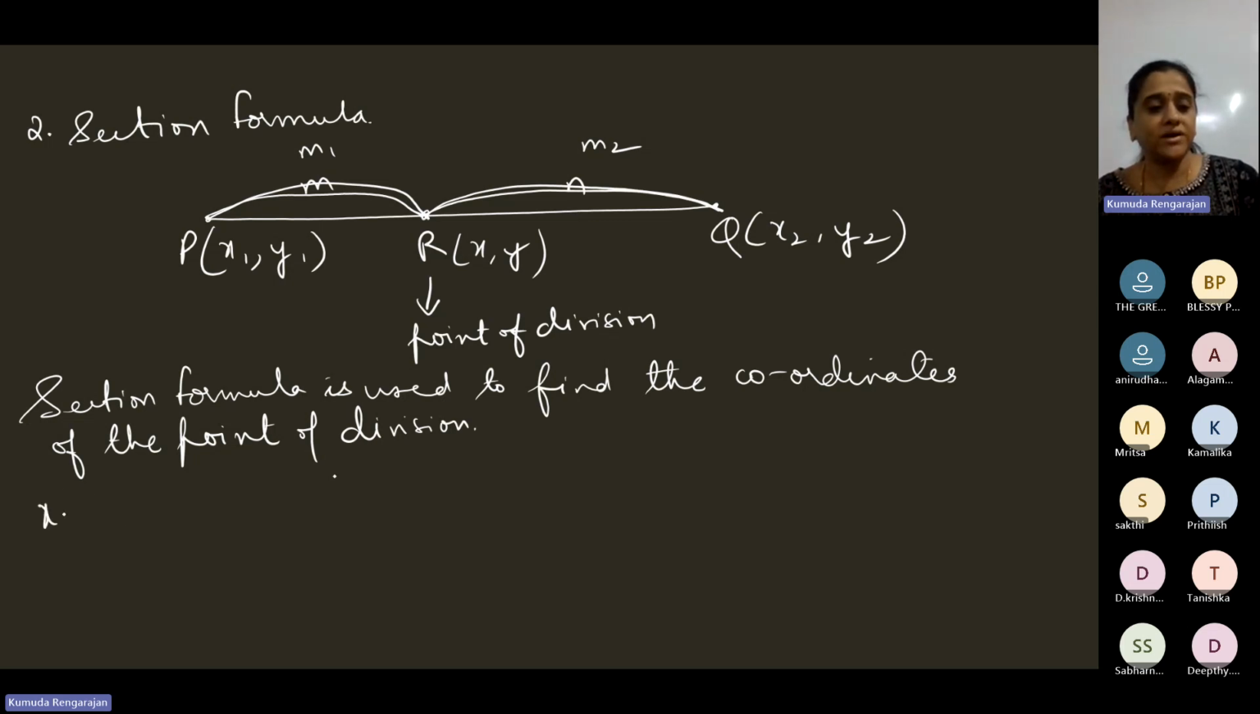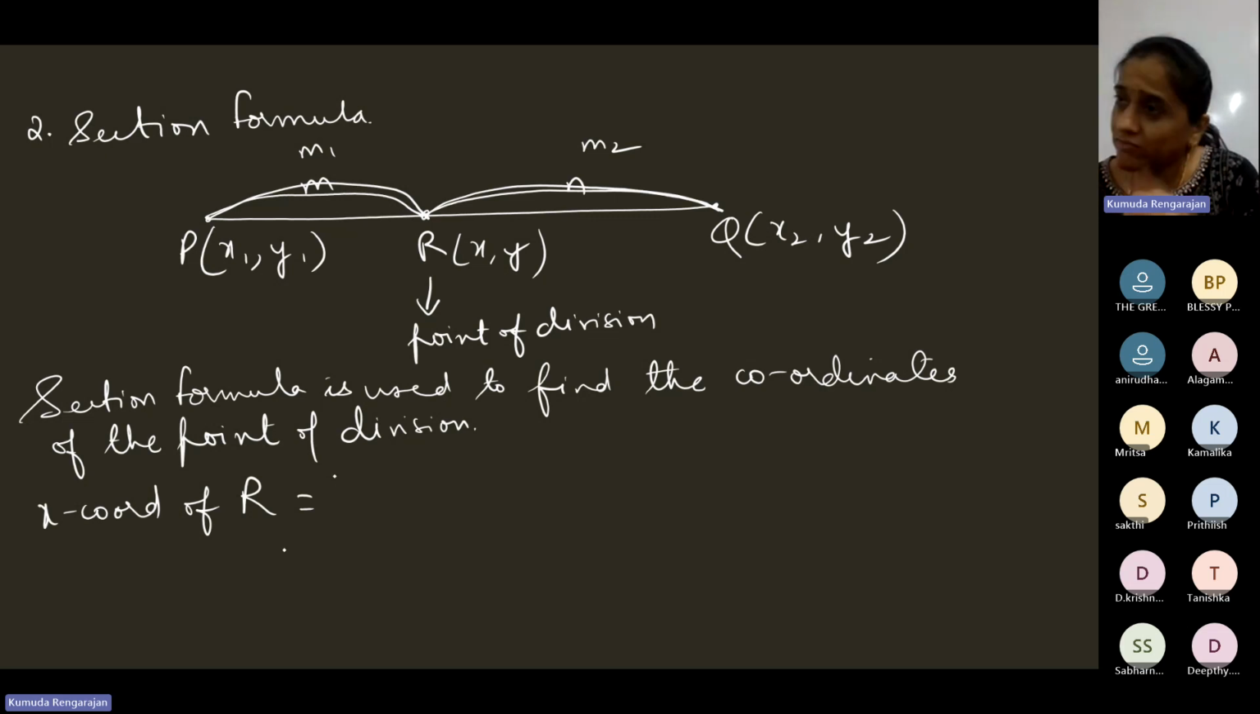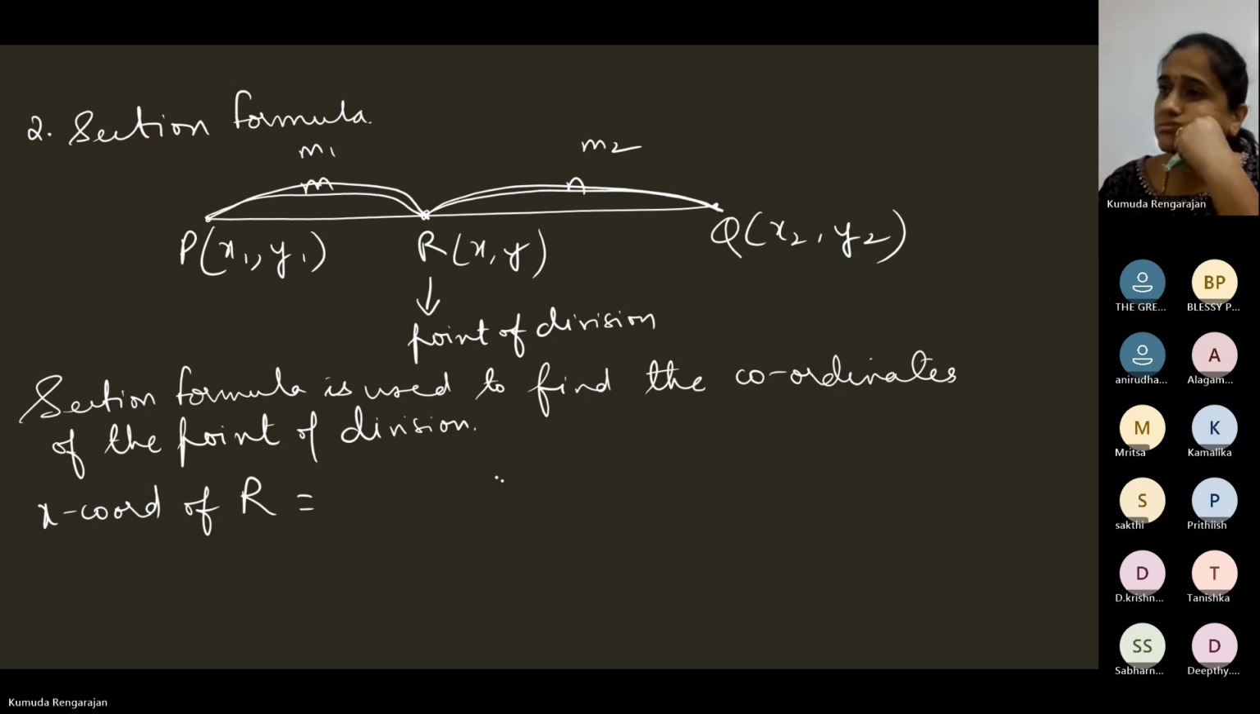Now, X coordinate. Don't write notes, I'll give you later. We're just trying to understand. X coordinate of R is equal to. We have a formula or an expression to find the X coordinate of R, and we have another expression or formula to find the Y coordinate of R. Now the X coordinate of R is given by mx2, cross multiplying. When you're finding the X coordinate, you'll use only x1 and x2 with the ratio. When you're finding the Y coordinate, you'll use y1 and y2 with the ratio.